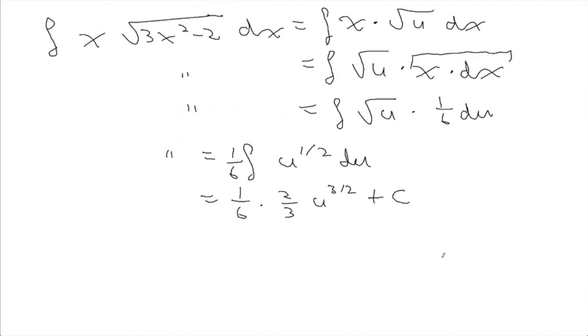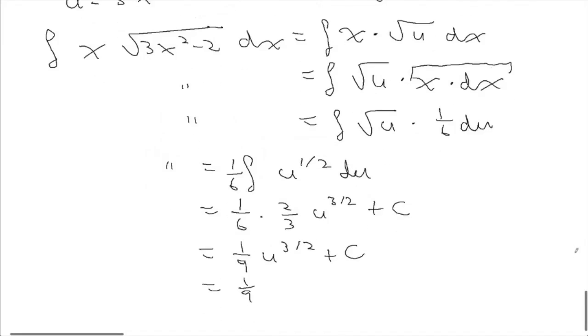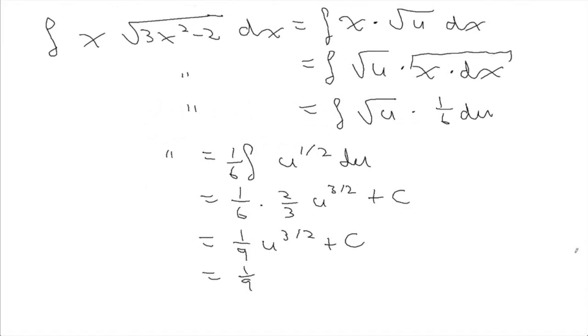Mm-hmm. Okay, good. Now there's a simple simplification that you could make here. What is 1/6 times 2/3? 1/9. That's right. It's 2 over 18. So you might want to make that simple simplification, although it's probably not necessary. And now the important thing is you remember to plug in for u. U was 3x squared minus 2.